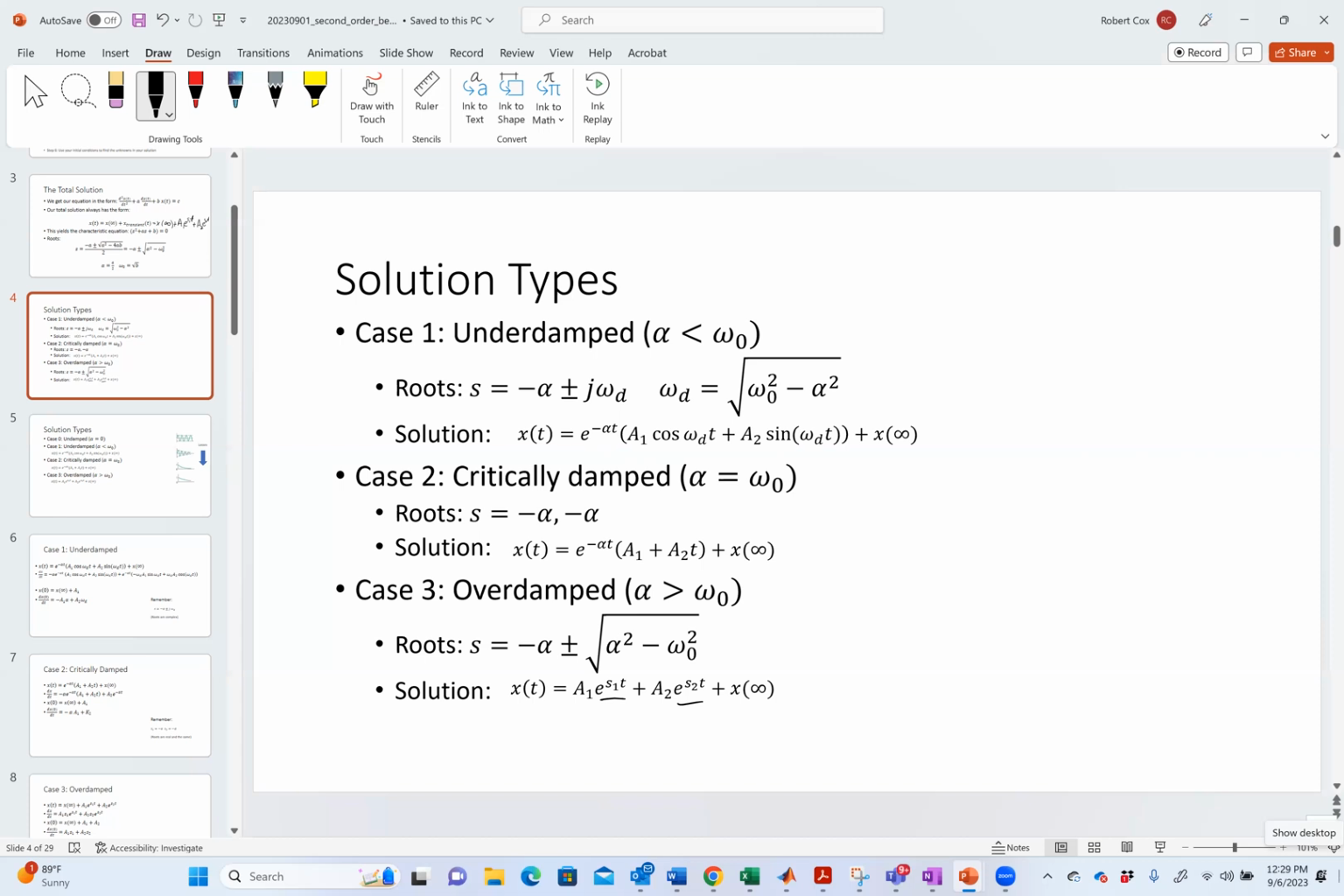Things would explode. Your inductors would explode. Your capacitors would explode, right? Because it's telling you that the voltages and currents would become infinite, and that's not possible. Okay. All right.